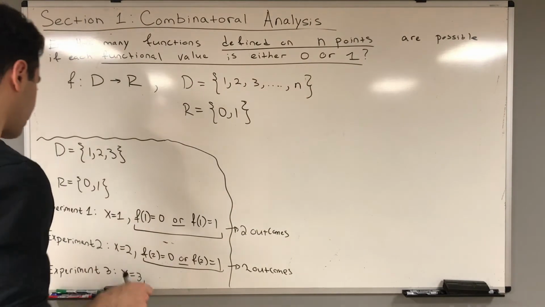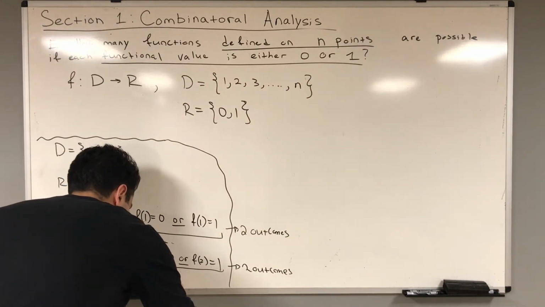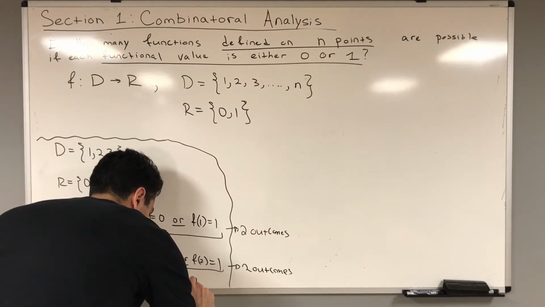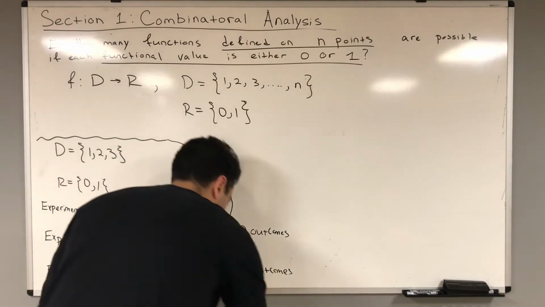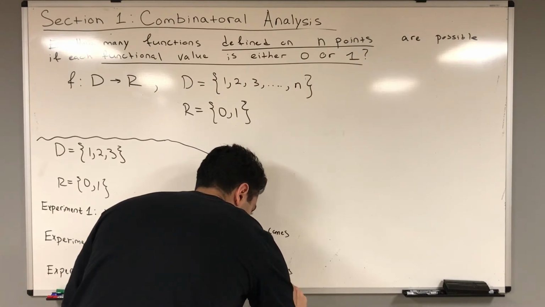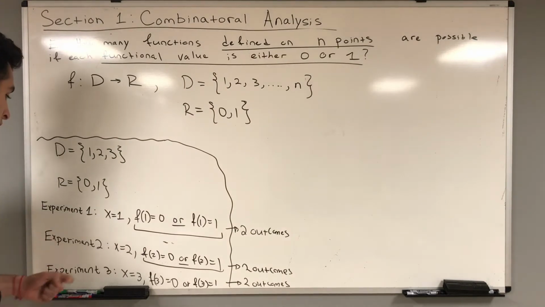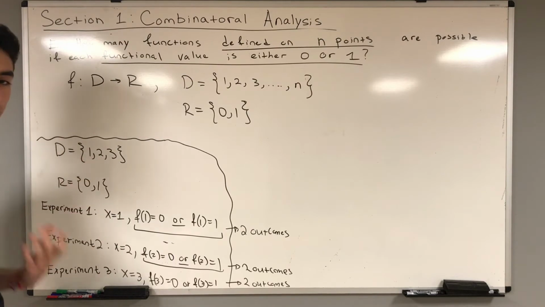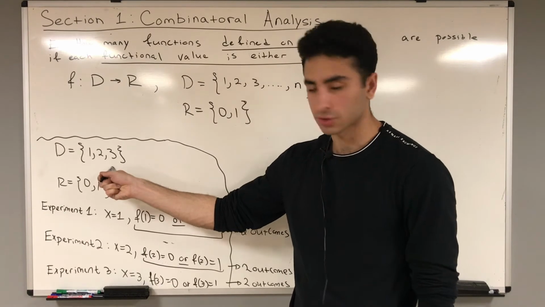Now what about experiment 3 when you choose x equals 3? Well, it's the same thing because you only have 0 and 1 in your range. So you can get either f of 3 equals 0 or f of 3 equals 1. So again, you only have 2 outcomes. Great. So we found all the experiments. Your experiments are your domain values, right? Because you only have 3 inputs to choose from. x equals 1, x equals 2, x equals 3.